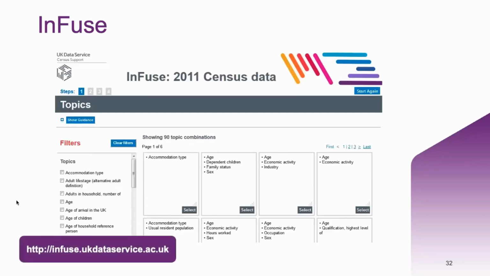And the final tool we have is Infuse. So this is if you're interested in using aggregate census data, you can use Infuse for 2001 and 2011. So this is the interface here, and it's all done within your web browser, and it's designed to guide users in selecting census aggregate data relating to combinations of characteristics and areas of interest to them. So you can see some of the combinations on the screen there. You can just pick your topics and specify your parameters. And this can be accessed via that website link that you can see there, infuse.ukdataservice.ac.uk.